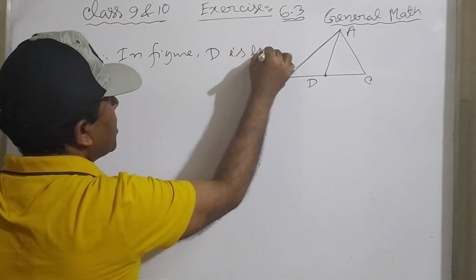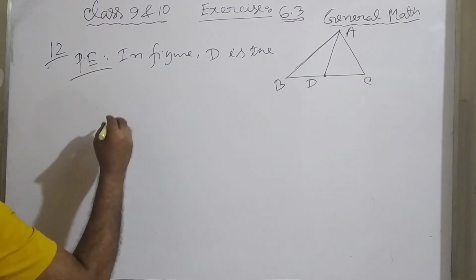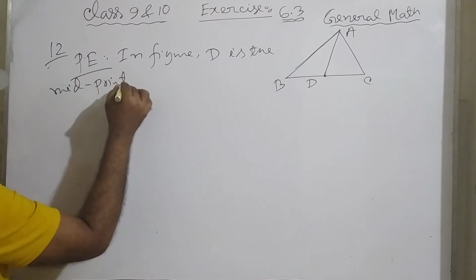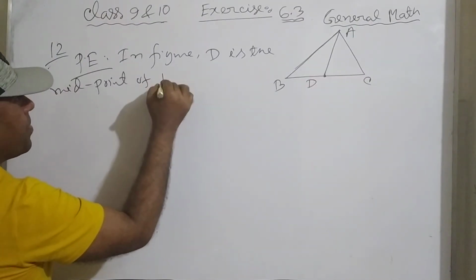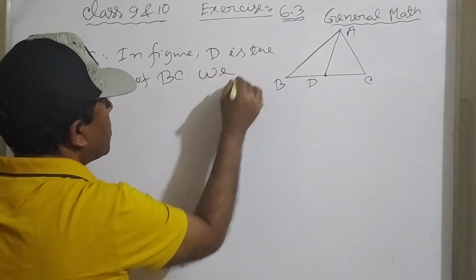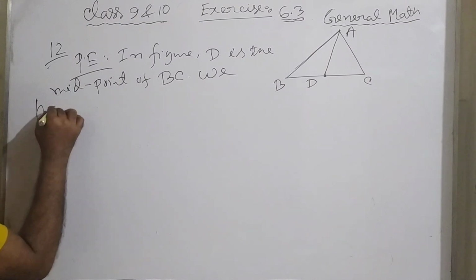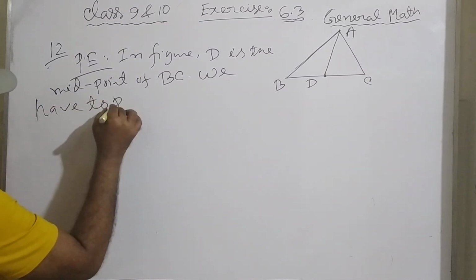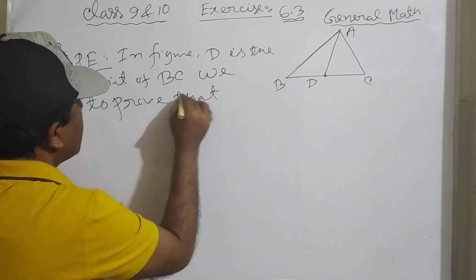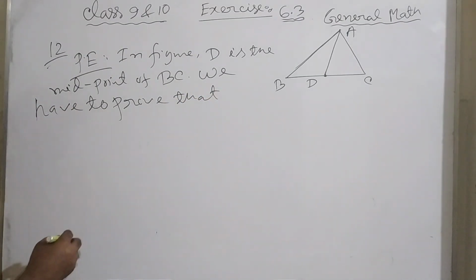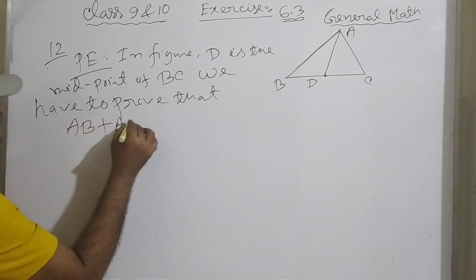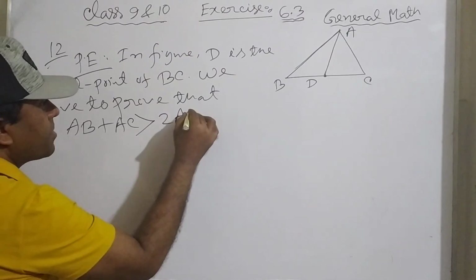Let D in the figure be the midpoint of BC. We have to prove that AB plus AC is greater than 2AD. Okay, midpoint.